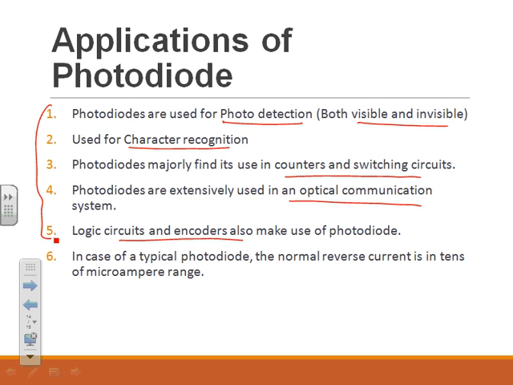In normal conditions, the reverse bias current is in the tens of microampere range. So these are the advantages, applications, construction, and working principle of the photodiode.